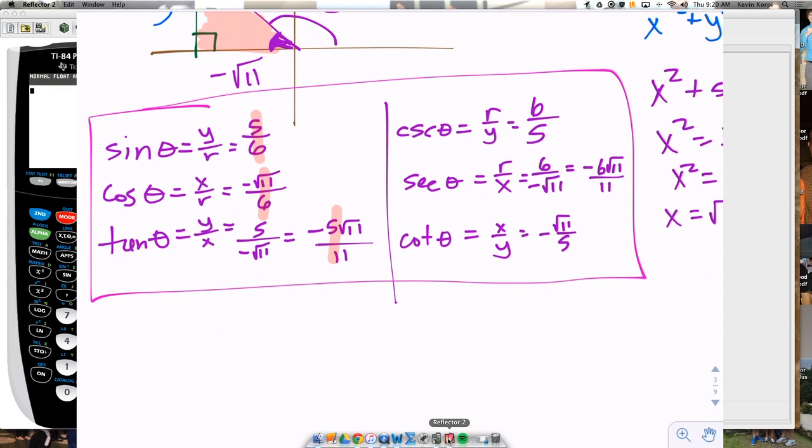Now, of the sine, cosine, and tangent, which one of those would you be more likely to use? The sine, for 2 reasons. Number 1, there's no radical in it, right? It's a simpler number. And number 2, probably the best reason, it's positive.